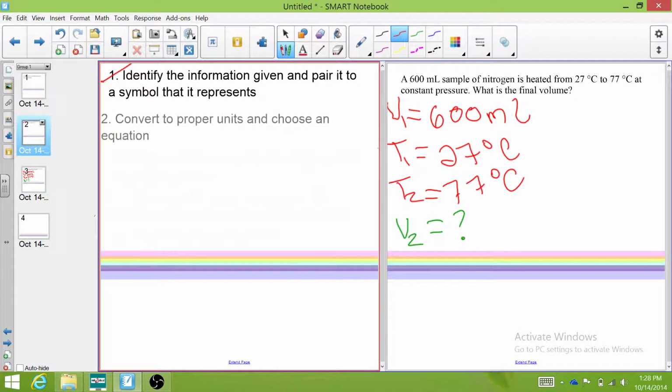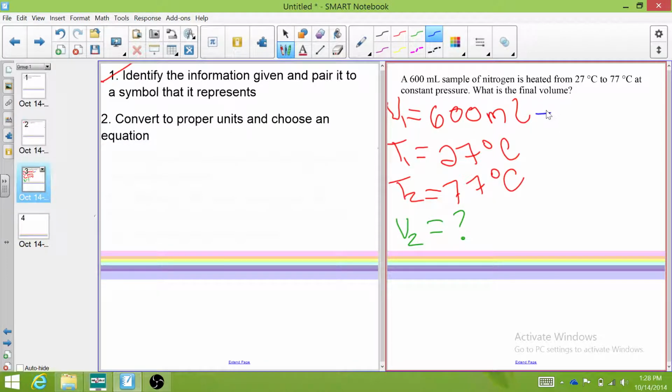Step number 2 is to convert to proper units and choose an equation. So we need to convert these to our proper units. We do not deal in milliliters, we deal in liters. And the way that we would convert milliliters to liters are this: there are 1,000 milliliters in every liter, so we need to multiply this by 1/1000th. So 1/1000th times 600 is equal to 0.6 liters. So that's the information that we're going to use.